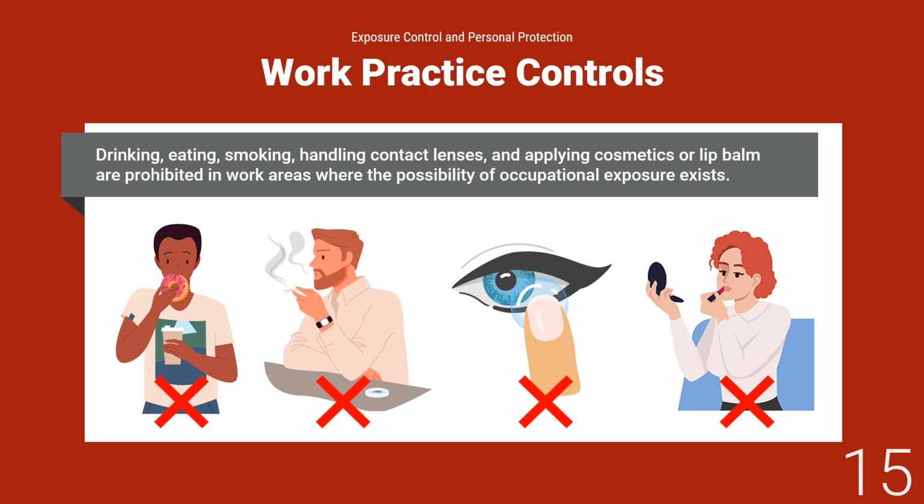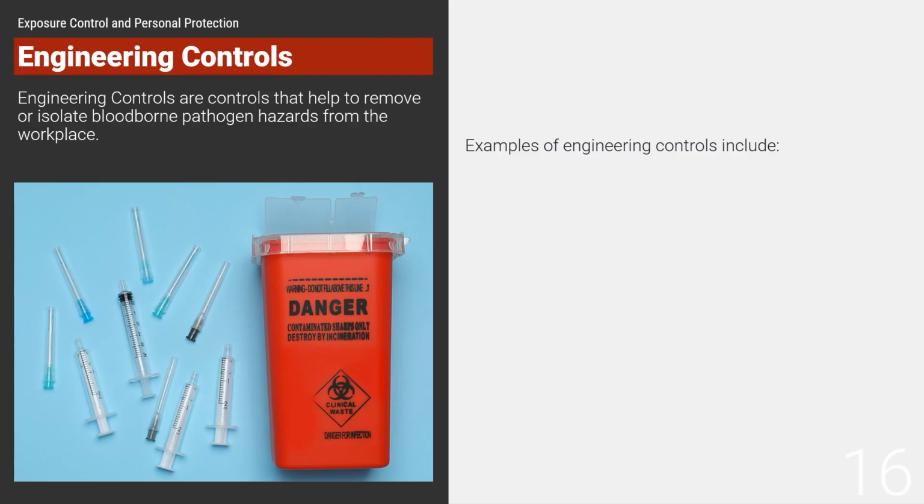Engineering controls are controls that help to remove or isolate bloodborne pathogen hazards in the workplace. Examples include self-sheathing needles, sharps disposal containers, and safer medical devices such as needleless systems or needle-protected systems.